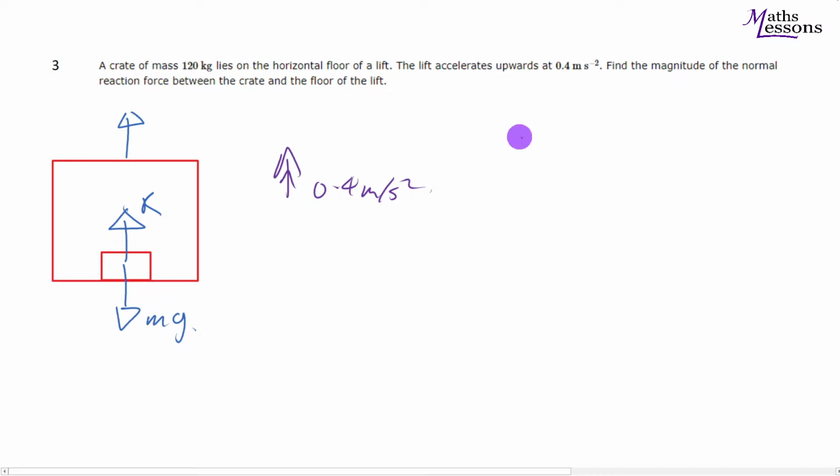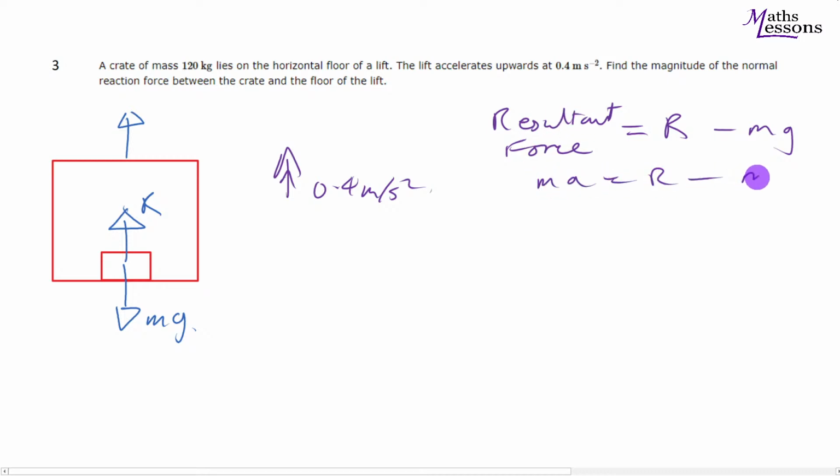So we now have a resultant force. Okay, it's not in equilibrium, it's accelerating. We have a resultant force which must be causing it to accelerate upwards. So that must be equal to the forces in the same direction, R, minus the forces in the opposite direction, mg. And the resultant force we know is equal to ma. So ma equals R minus mg.